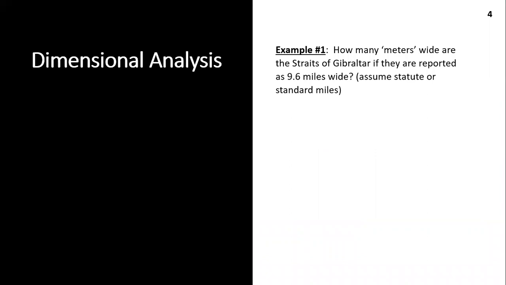Next, let's walk through a few examples of dimensional analysis to learn how this process works. Example 1: how many meters wide are the Straits of Gibraltar? If they're reported as 9.6 miles wide, we'll assume statute or standard miles. You may have noticed that dimensional analysis follows a basic 3-step process. Step 1, state the problem. Here we want to determine that 9.6 miles equals an unknown quantity of meters.